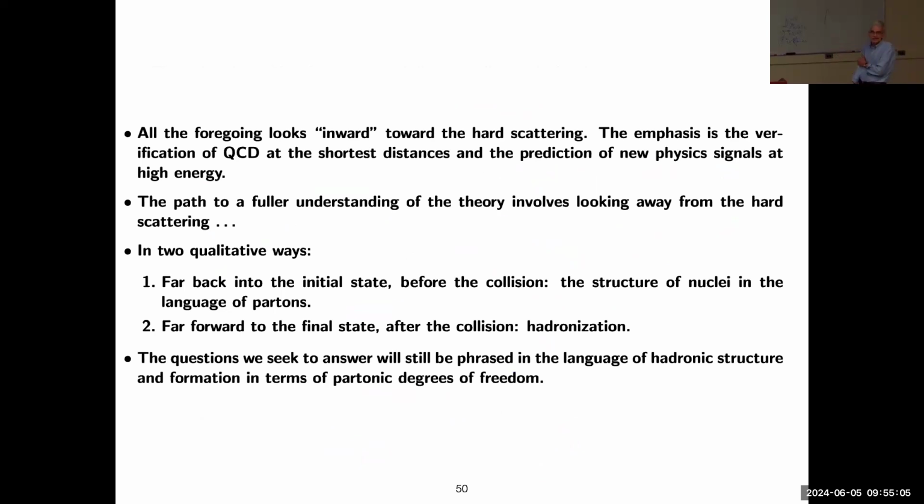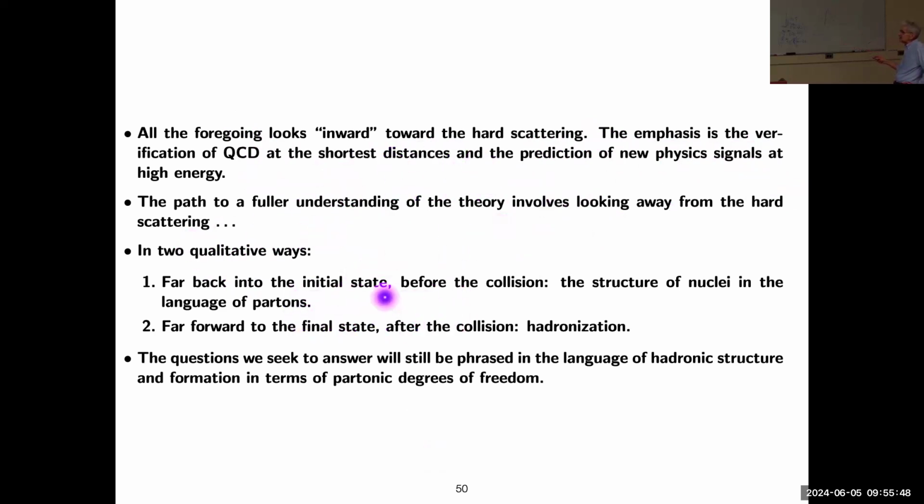So, I'm coming to the end because I'm running out of steam here, actually. I think all of the foregoing looks inward towards the hard scattering. That's what we've been talking about. We remember our motivation is seeing that whole proton with all the guys running around inside. But for a long time, the emphasis was the verification of QCD at the shortest distances, prediction of new physics signals at high energies. The path to a fuller understanding of the theory, which is what the EIC is all about, is looking away from the hard scattering. And there are two qualitative ways we can think about that.